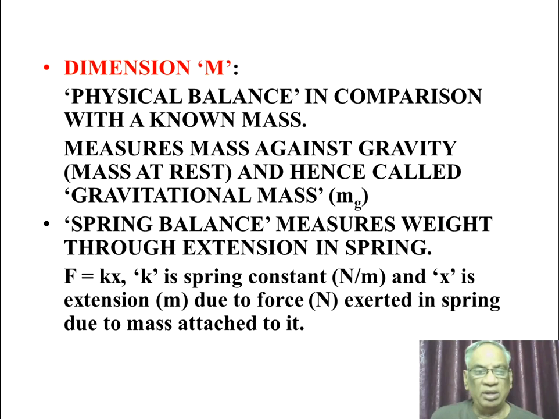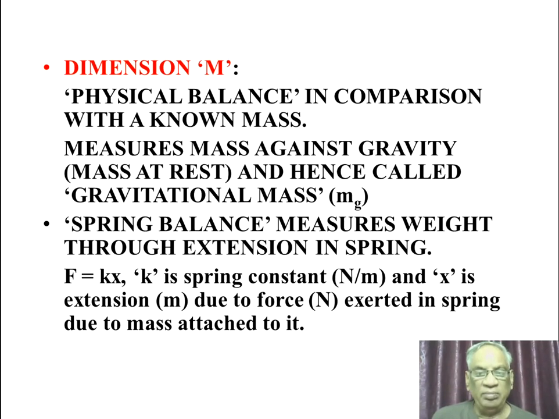Coming to the dimension of mass, M, conventionally we can measure the weight under the influence of gravitational force in a physical balance, which has an arm with two pans attached to the lever arm. In one of the pans we keep the object whose mass has to be determined, and in the other a known mass is kept. Both experience the gravitational force, hence the mass we are measuring is known as gravitational mass, mg. So it measures the mass against gravity, that is mass at rest.